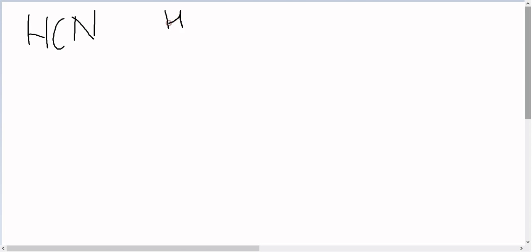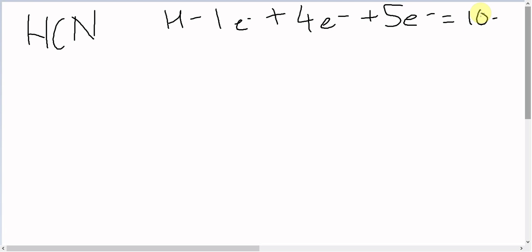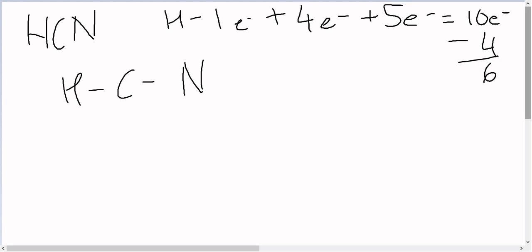So we know that hydrogen has 1 valence electron. You can find the valence electrons by looking at your periodic table. Carbon has 4 valence electrons and nitrogen has 5 valence electrons, giving us a grand total of 10 valence electrons. So now we're just going to draw out our compound. So we have H, C, and N. We use the 4 electrons here, so we're going to subtract 4 from this to get 6.